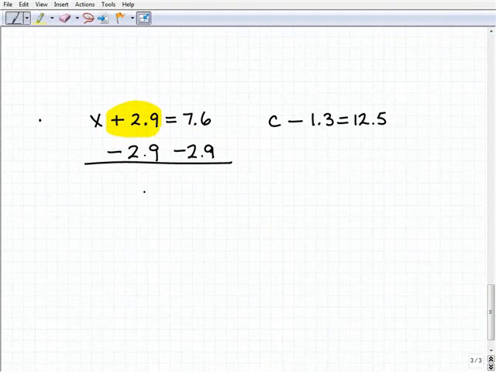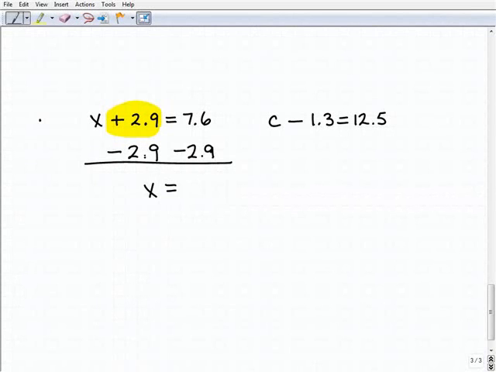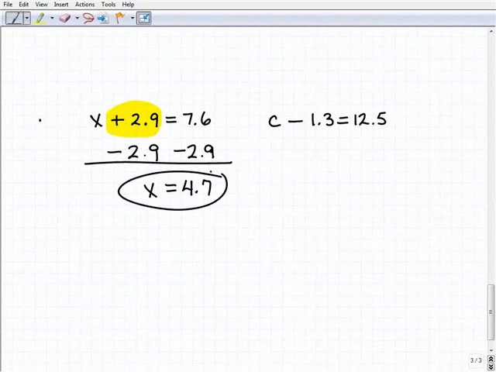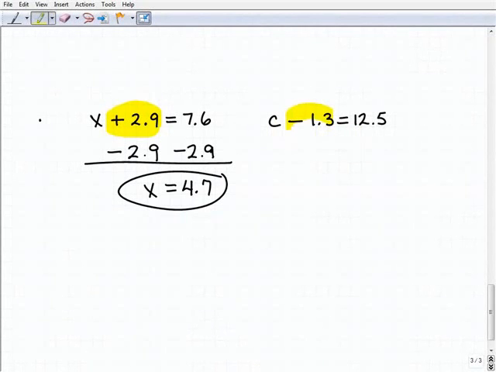Now I'm going to add down. My 2.9s go away on the left-hand side of the equation. They cancel each other out. Now I'm going to get 7.6 minus 2.9. So if you haven't done this already, I want you to go ahead and grab a calculator, and I'll plug this into mine as we do this together. So 7.6 minus 2.9 equals 4.7. All right, so our last problem here is c minus 1.3 equals 12.5.